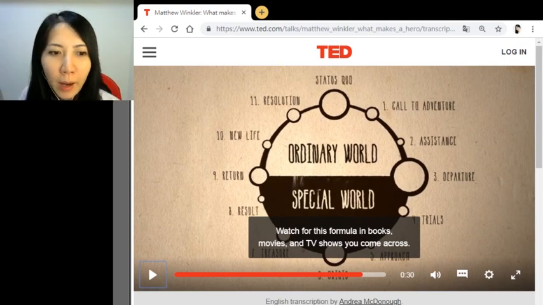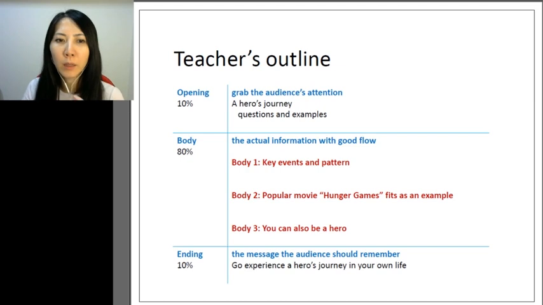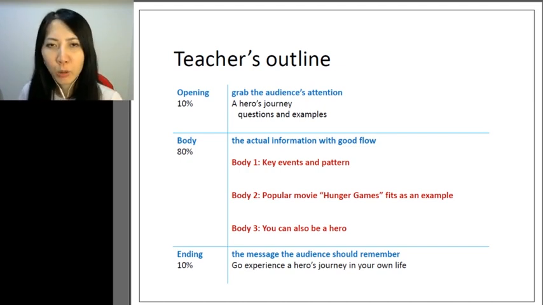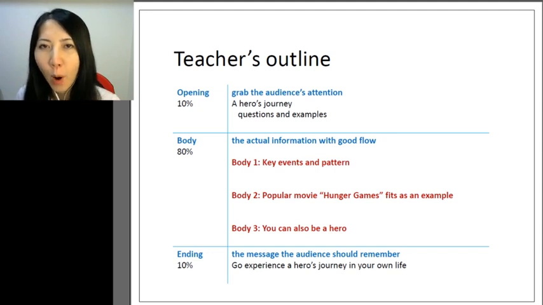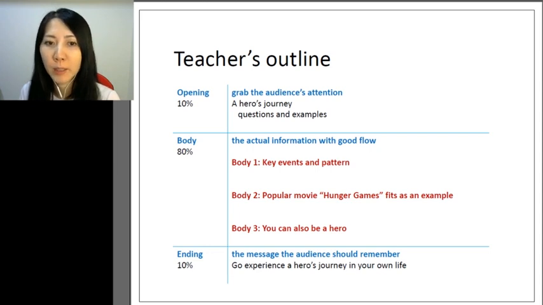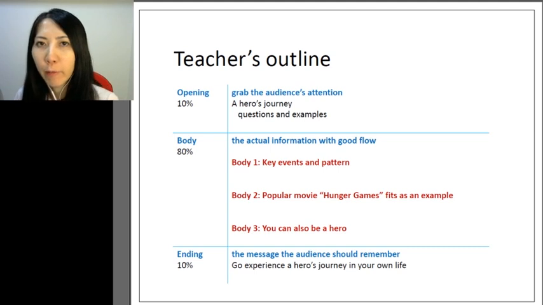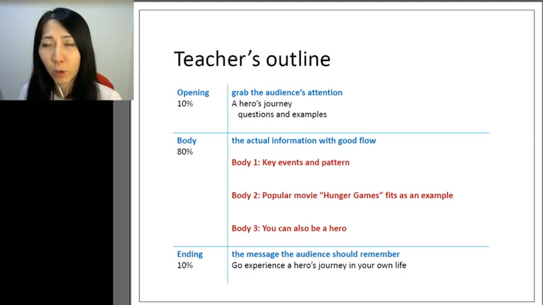So in the ending, they kind of make a way to make you remember what this whole talk is about. Maybe the 11 events or patterns are not the most important part, but the most important part is to see if you can go ahead and experience this hero's journey in your own life. So that's what this talk wants you to remember. And they make quite an impact, to see if you're able to actually step out of your comfort zone to do something that you have never done.